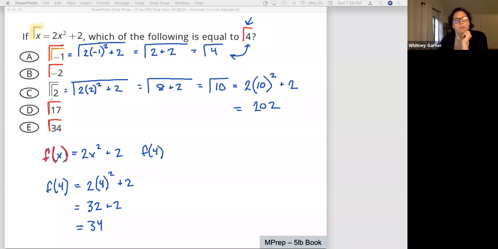But if I were going to take bracket of 17, that result would be 2 times 17 squared plus 2. That's going to be way too big. Bracket of 34 would be 2 times 34 squared plus 2, right? I'm looking for 34, not bracket of 34. And so that won't go. So we could do some eliminations if we did that computation of the initial function.